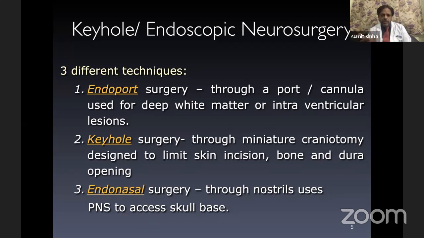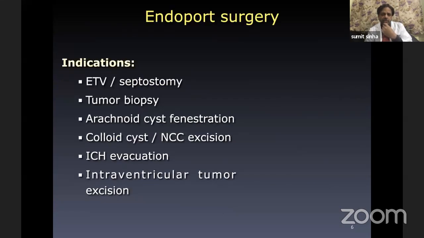and you can couple it with a microscope or an endoscope. The keyhole surgery is also through a miniature craniotomy, and here it is designed to limit the skin incision or the opening of the bone, and then the whole of the surgery is done through the small keyhole. The endonasal surgery is used through the nostril passages or through the paranasal sinuses in order to access the skull base. One by one, we will see in the coming hour how we can use these different approaches to enhance our armamentarium of neurosurgical approaches and deal with different types of lesions.